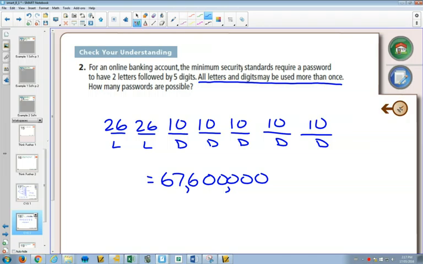Now a lot of passwords, they make it different between capital letters and small letters. Right? That changes the amount of letters from 26 to 52. That much harder to find a password.